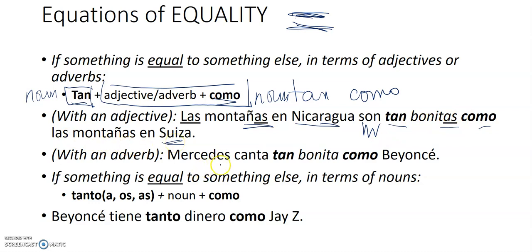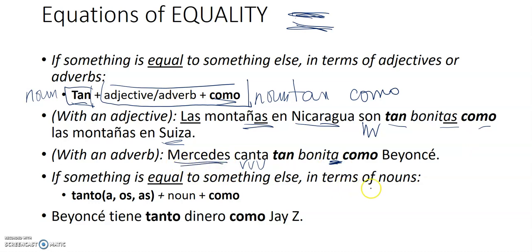If she sings, here's our verb again, if she sings as pretty as Beyonce, then we say Mercedes canta tan bonita como Beyonce. And don't forget that our adverb, our adjective, wants to be matched with the first subject.